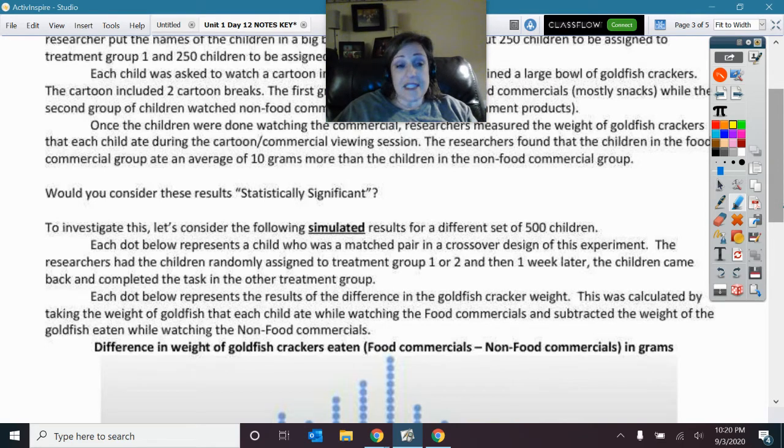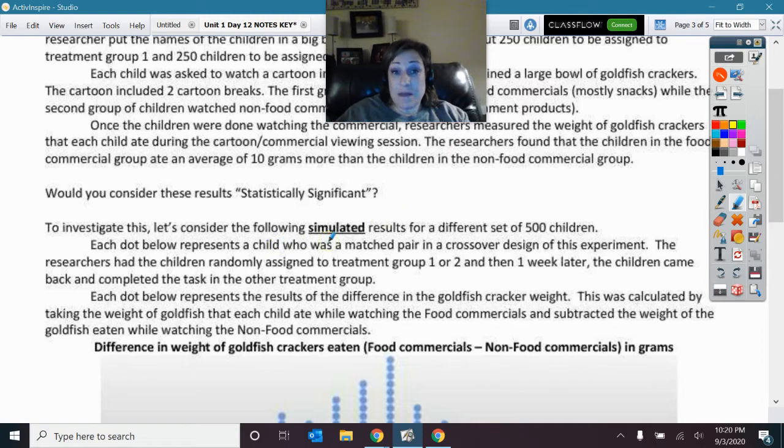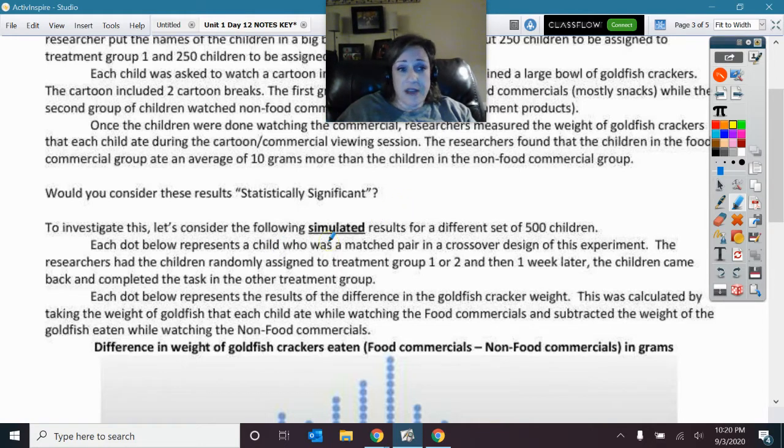To investigate this, we're going to consider the following simulated results. Let's say we take a different set of 500 children, and each dot here represents a child who was their own matched pair. The researchers had the children randomly assigned to treatment group 1 or 2, and then one week later the children came back and completed the task in the other treatment group. So each child did the food commercial situation and then a week later the non-food commercial situation, or the reverse.